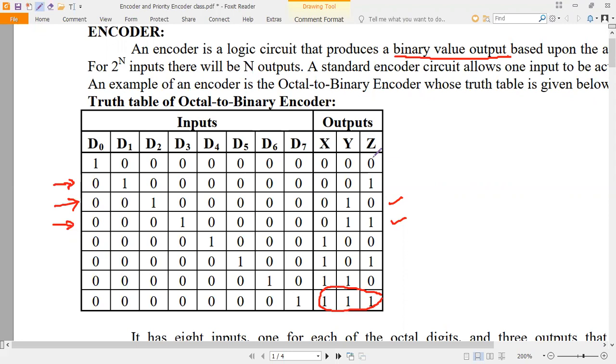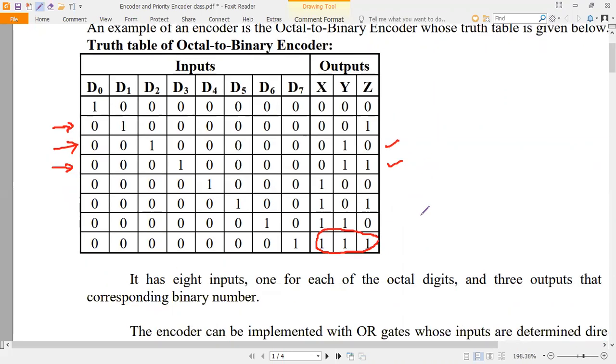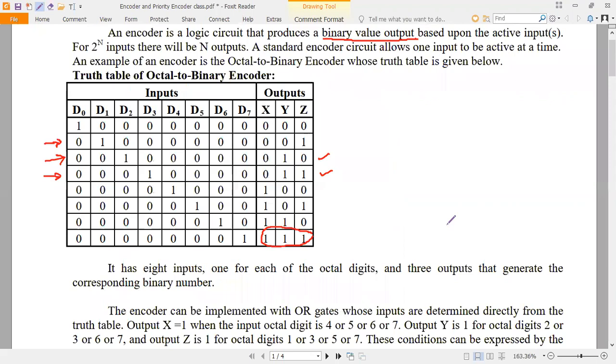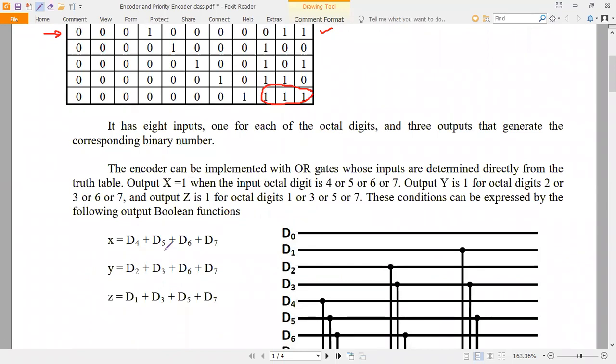Now let us see the encoder circuit, the octal to binary encoder circuit. Before going to the circuit, we have to get the expression for the outputs x, y, and z. The output x equal to 1 for D4, D5, D6, D7. So x can be written as D4 plus D5 plus D6 plus D7.